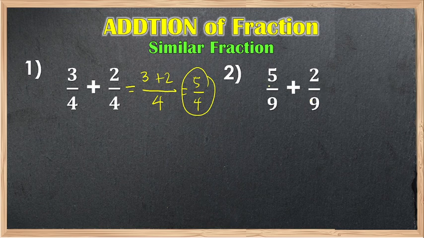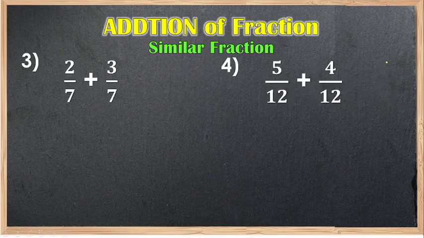Okay, another one. We have 5/9 plus 2/9. As you can see, the denominators are the same. Therefore, you need to perform the operation by adding the numerators, 5 plus 2, and then copy the denominator 9. The simple rule is you need to add the numerators and copy the denominator. So, 5 plus 2, the answer is 7 over 9. So, as simple as that.